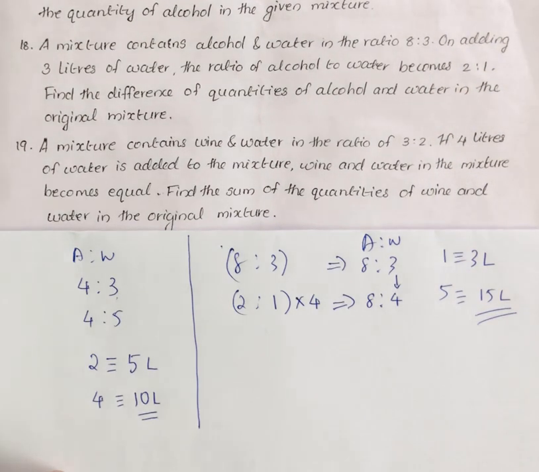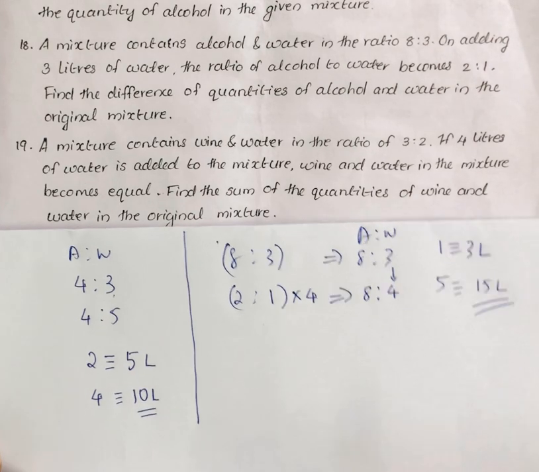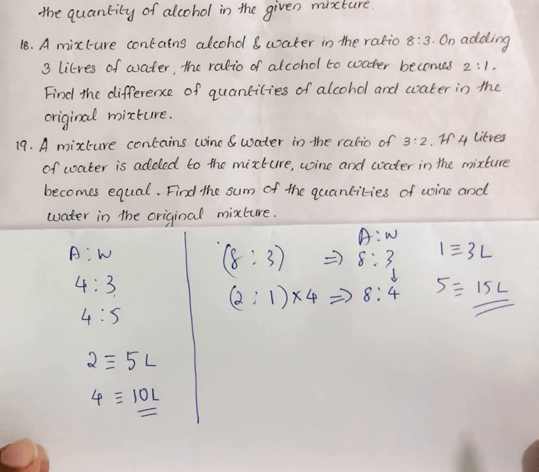Next question of the same type. A mixture contains wine and water in the ratio 3:2. If 4 liters of water is added to the mixture, wine and water in the mixture become equal. Find the sum of quantities of wine and water in the original mixture. So we'll see how to do this.